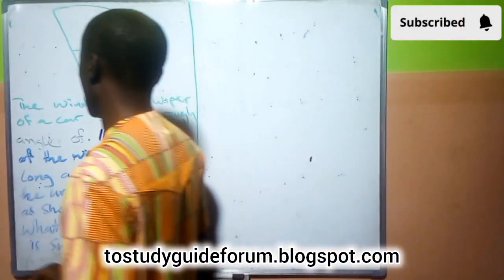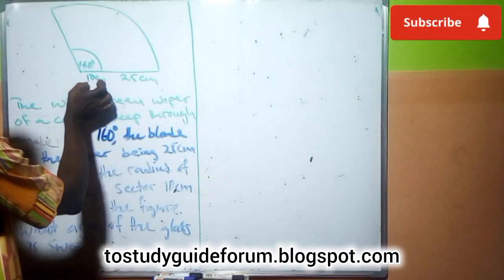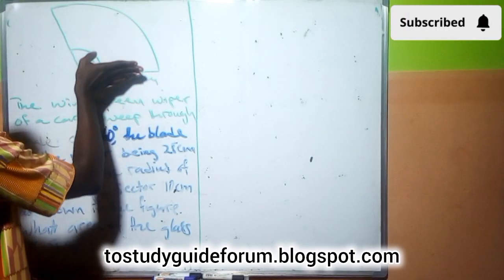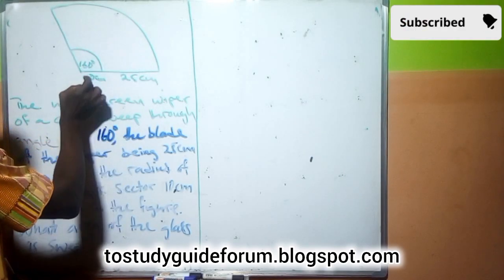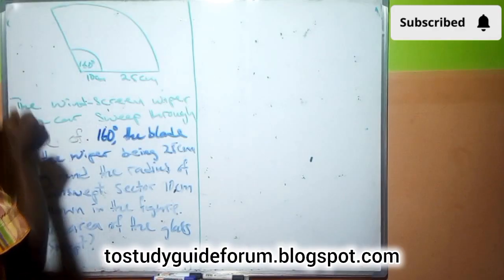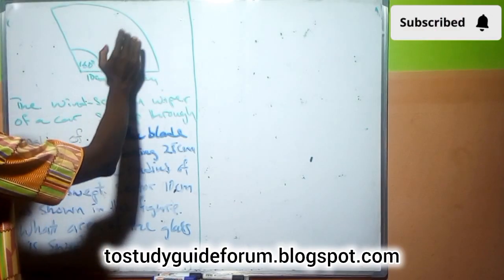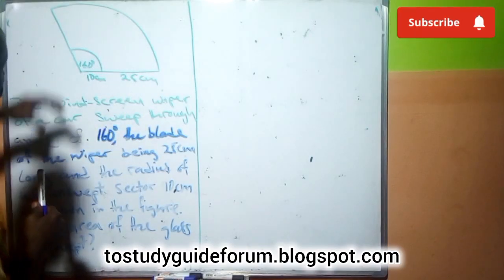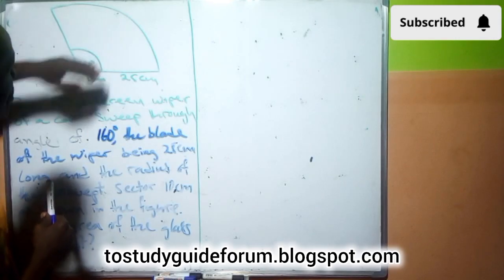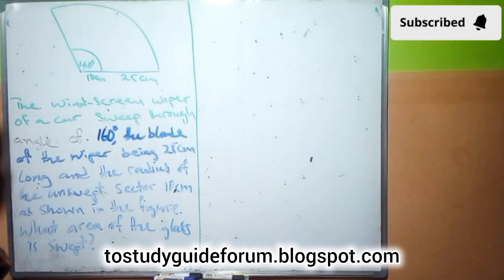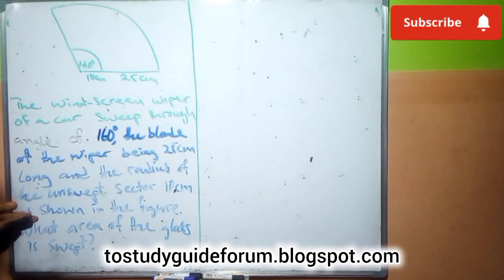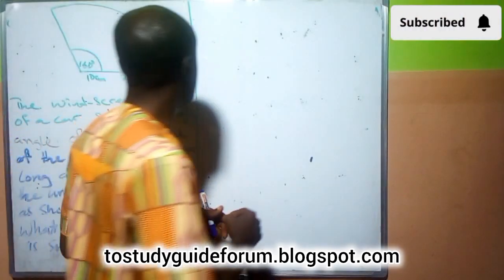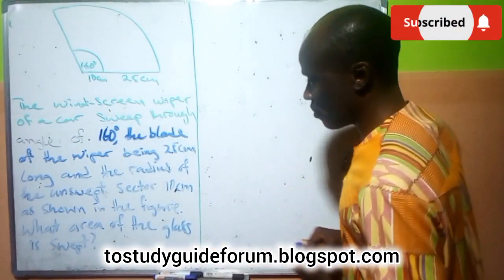So look at what we have. This is 10 cm. This is the blade, where the blade is covering. This is the unswept region. We want to find the area of this blade that is swept. This area. So to do this, you are just getting the two areas and subtracting one from the other.